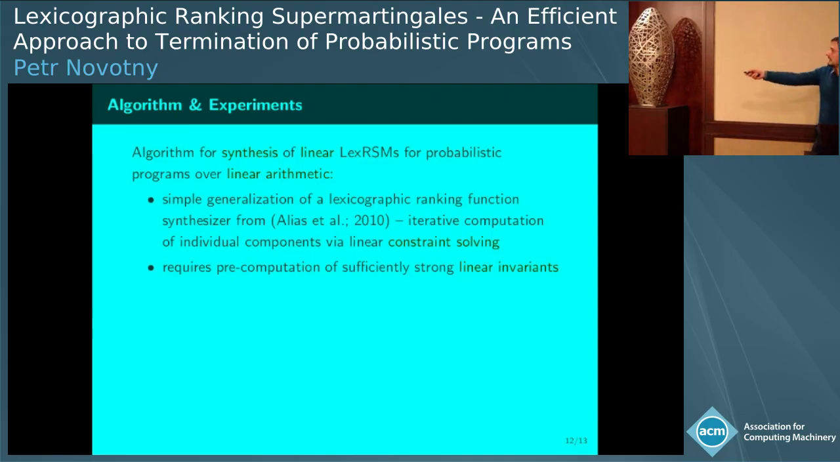And this algorithm from 2010 is one of these types of algorithms that basically require that, before you run the algorithm, you need to provide it with sufficiently good linear invariants for the program. So basically, by this I mean some linear over-approximation of the set of reachable states. Otherwise, the algorithm might fail to find this ranking function, although there might exist one.